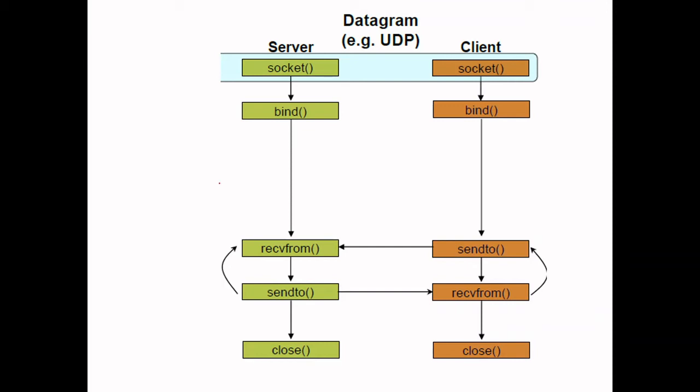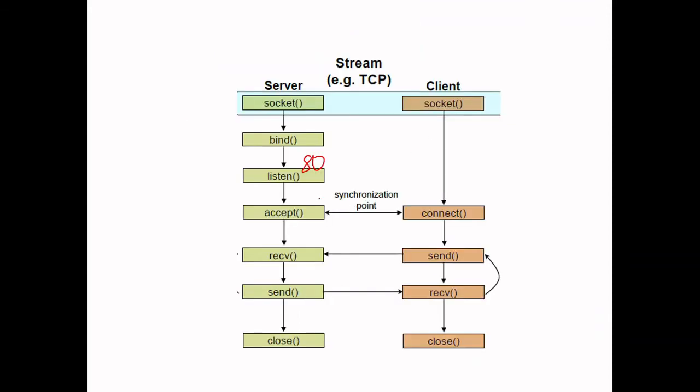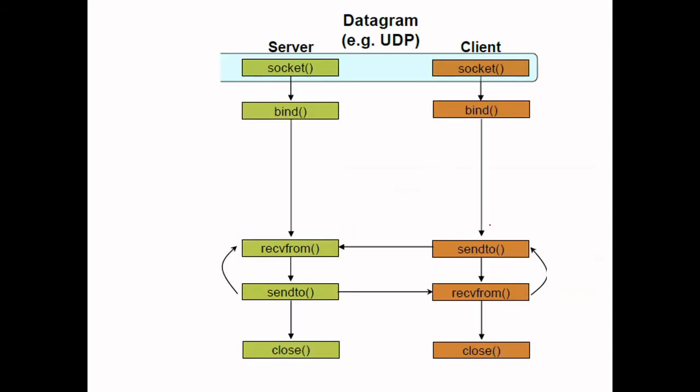The only thing you do is, on both sides, the client and server both create a socket and bind to a particular address. Because there is no connection established, both sides have to bind their socket to an address and port, and only then do you get the packets. Then you do send to and receive from operations, and finally close. In the case of TCP, you have a connection establishment process, but in the case of UDP, it does not happen.